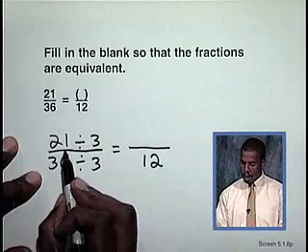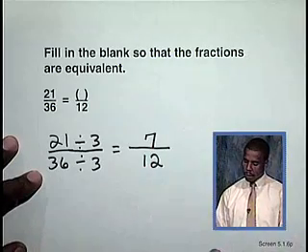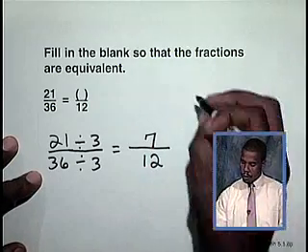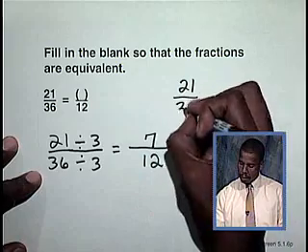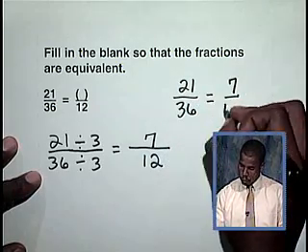So also in the numerator then, 21 divided by 3 will give us 7. So it says then that the fraction 21 over 36 is equivalent to the fraction 7 over 12.